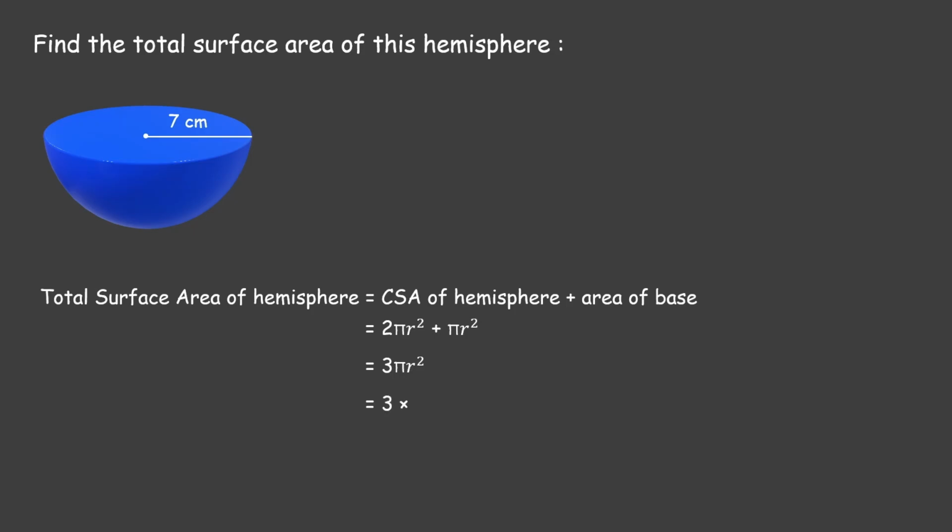3 into pi is 22 by 7, into r square, that is 7 square. So the 7 would cancel out with one 7 from here, which would leave us with 3 into 22 into 7. 3 into 22 is 66, into 7, which is 462 centimeters squared.